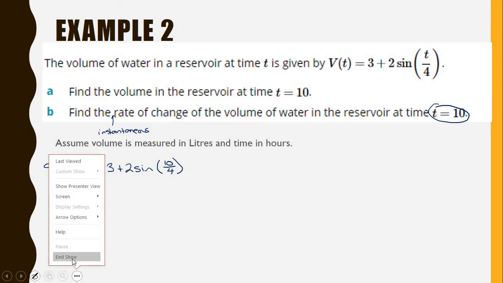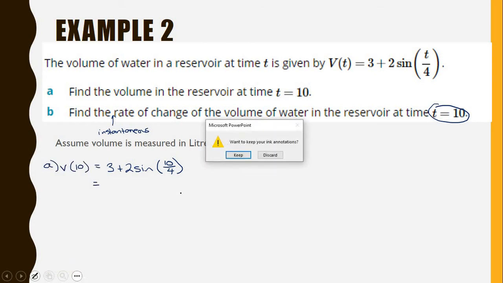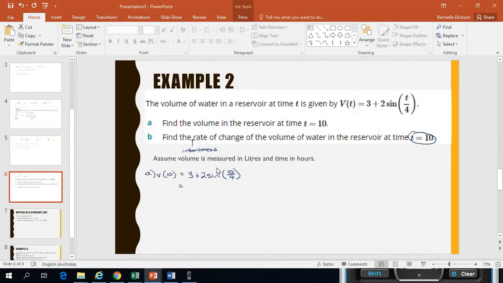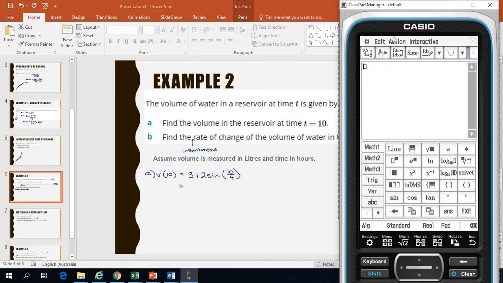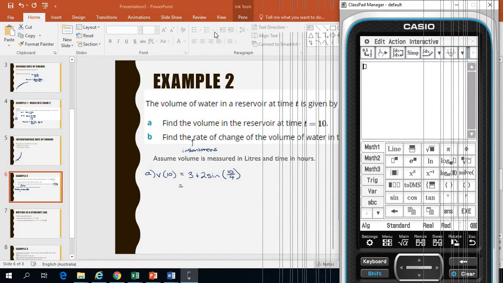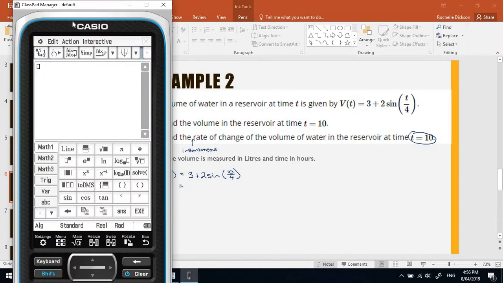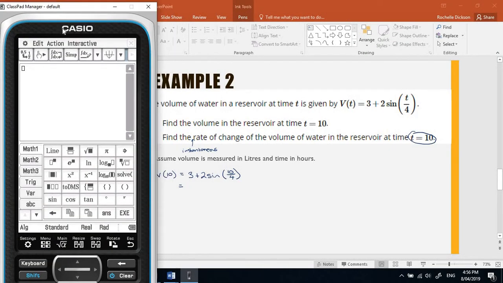Now in the exam or SACs, they will clearly tell you how many decimal places we want, or if you want to round to the nearest litre or anything like that. Unfortunately, our textbook and some of the examples often don't do that. We make sure that we're in radians whenever we're dealing with trig functions, and we can type in our equation here.